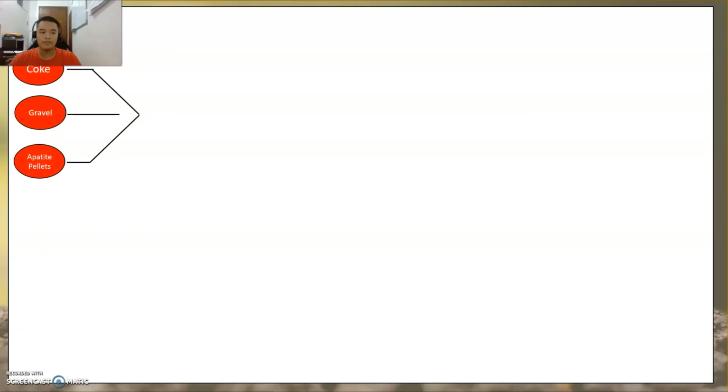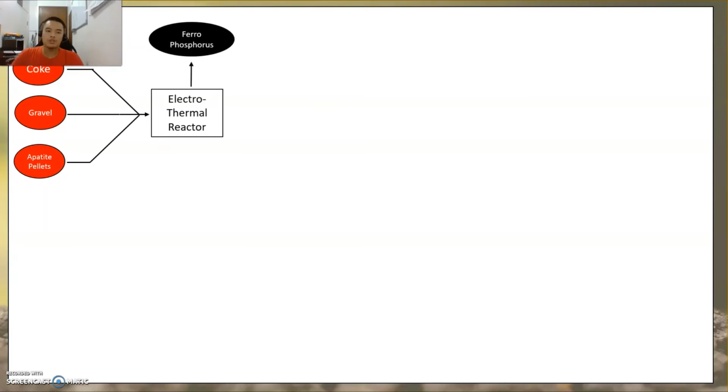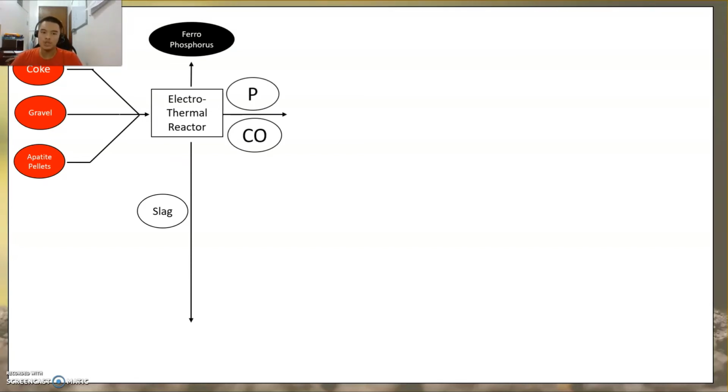phosphorus. And let's start off the story with the raw materials, coke, gravel, and apatite pellets, which are all fed and mixed into one feed stream towards the electrothermal reactor. There are three outputs of the electrothermal reactor. The first output is the ferrophosphorus, which is set aside as it is not really needed for this type of process diagram. Another output is the slag stream, and this slag will have a use within the process diagram later on. But the main stream that we want is the stream mixture of phosphorus and carbon monoxide.